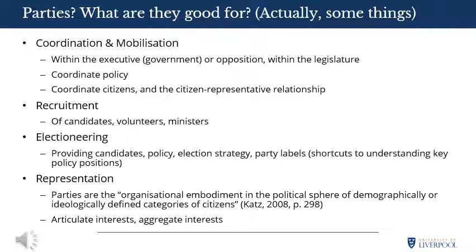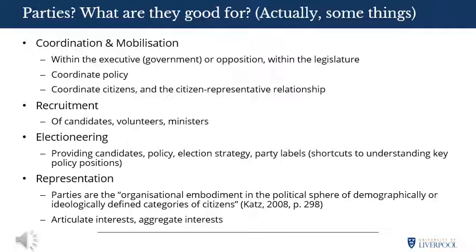Whereas in the case of, say, UKIP, policy aggregation didn't really matter because everybody was there for one issue, and that was leaving the EU. Same with the SNP. There's very few people in the SNP who don't want Scotland to be independent. So you don't need to aggregate a range of interests on independence.